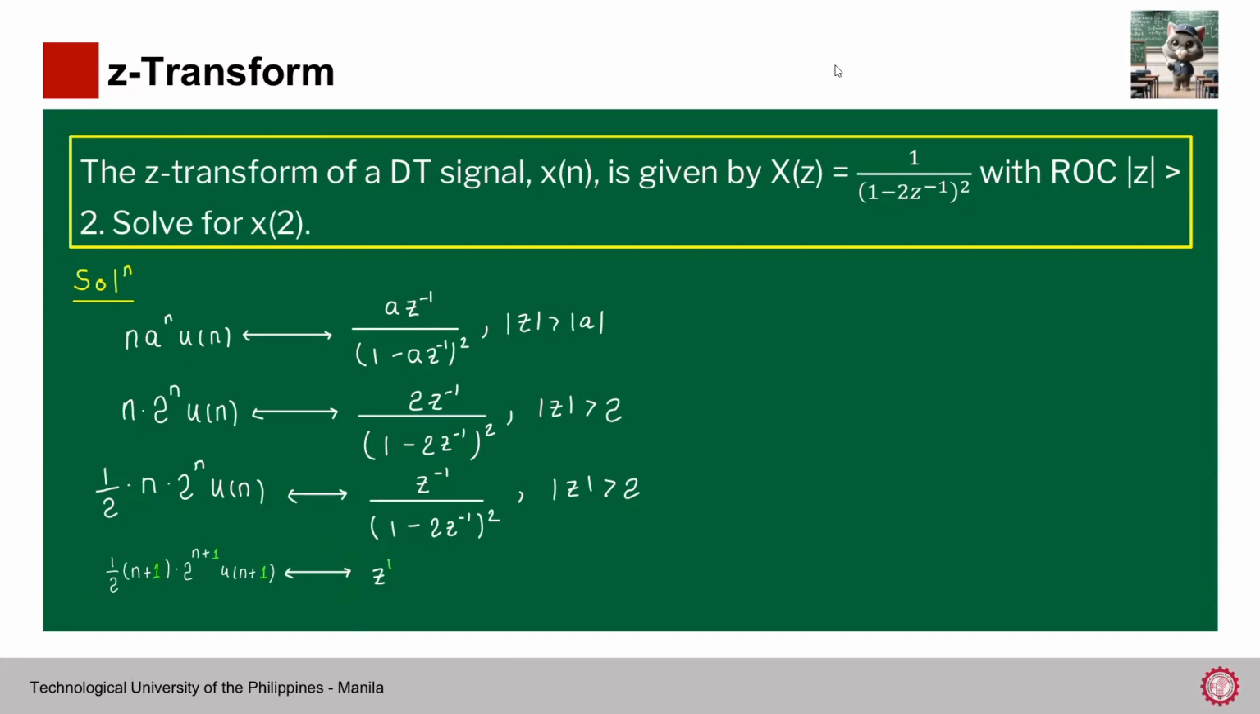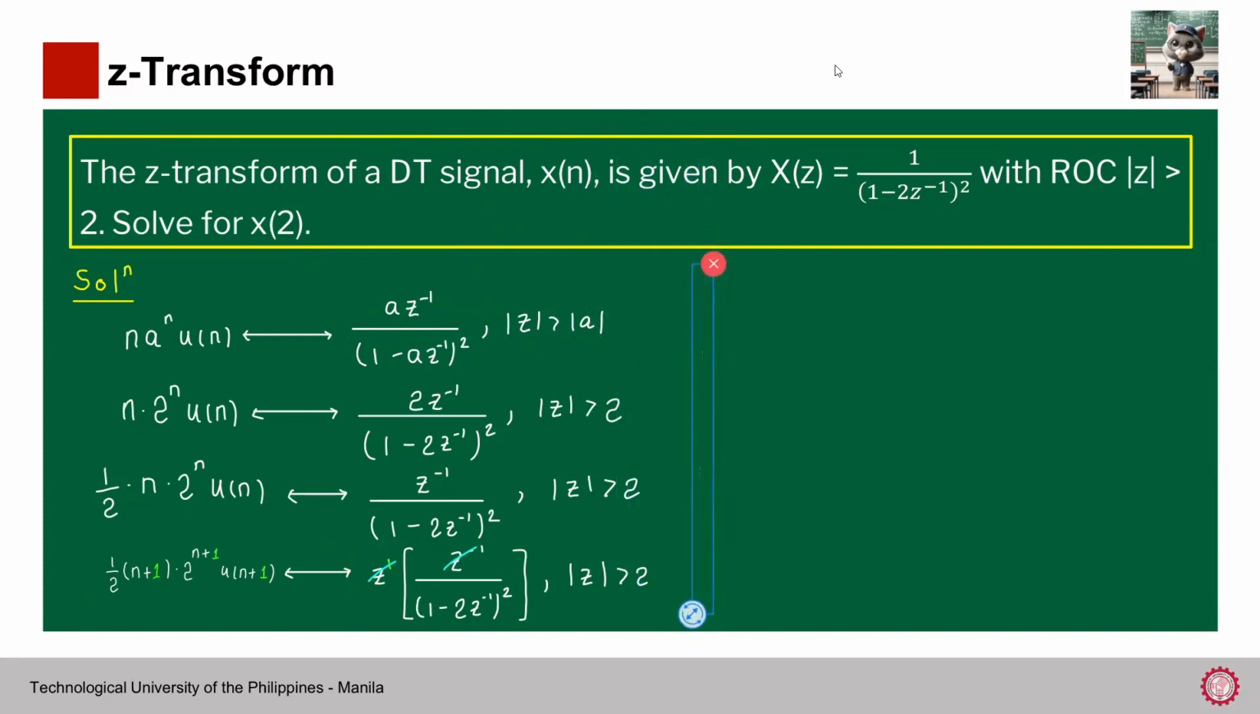Okay? So at any rate, ito guys, multiply siya. So itong Z raised to minus 1 all over, we have 1 minus 2Z to the negative 1 whole square. Okay? And then mod of Z is greater than 2. So di pa rin magbabago, guys. So this would cancel, right? And in fact, makukuha na natin yung hinahanap nating Z transform pair.